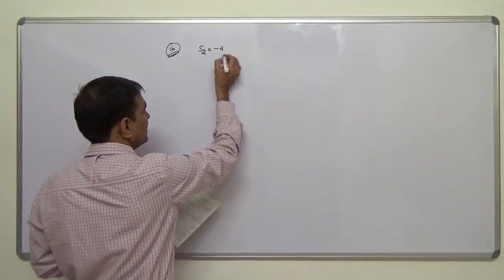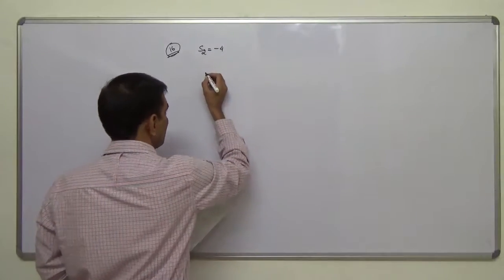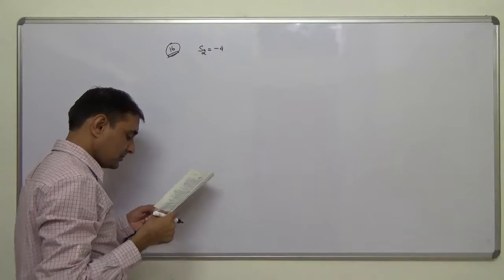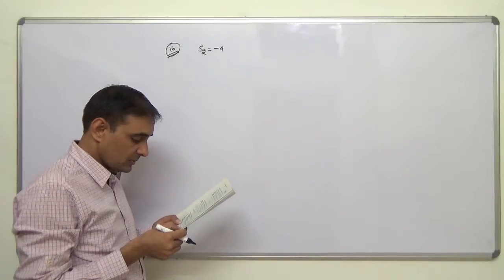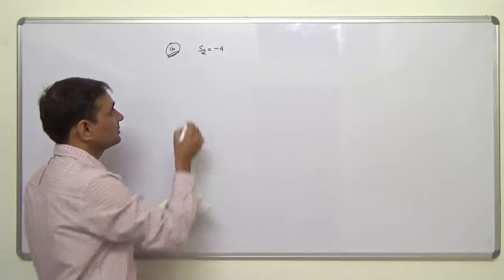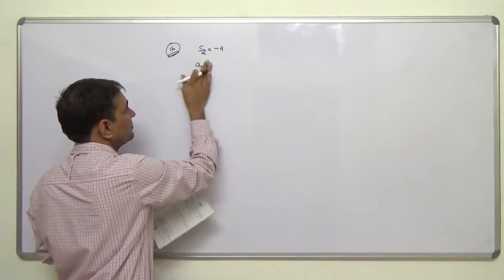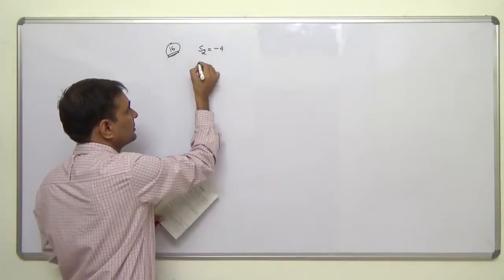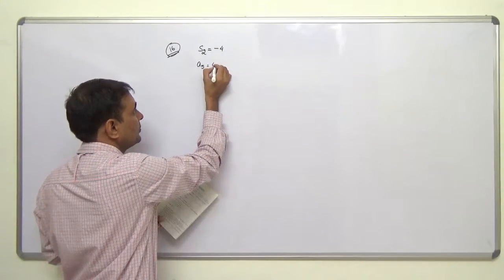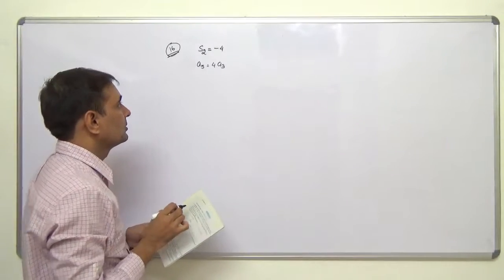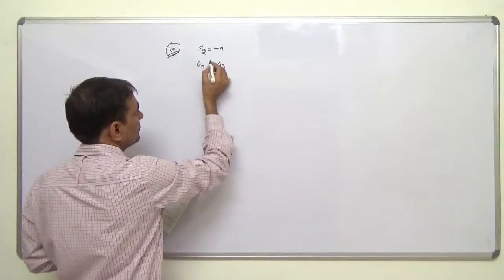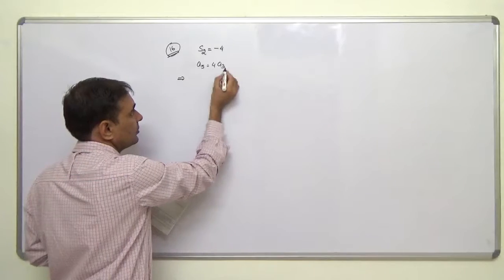First information हमें given है S2 is -4. And second information, fifth term is 4 times the third term. Fifth term, that is A5, is equal to 4 times the third term, right? So A5 is equal to 4 times A3.